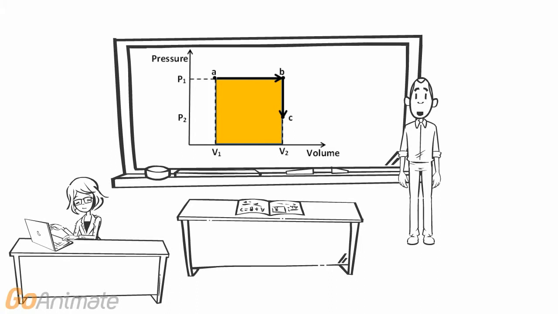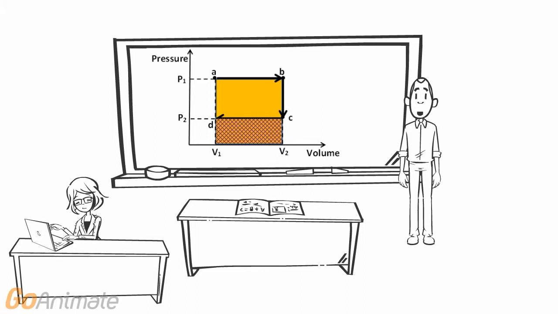Now, let's compress the gas from V2 back to V1, keeping the pressure at P2. It will look like this. This process lowers the temperature, and does negative work equal to the area beneath the line from C to D. The cross-hatched area represents negative work and reduces the work that was previously done to expand the gas.